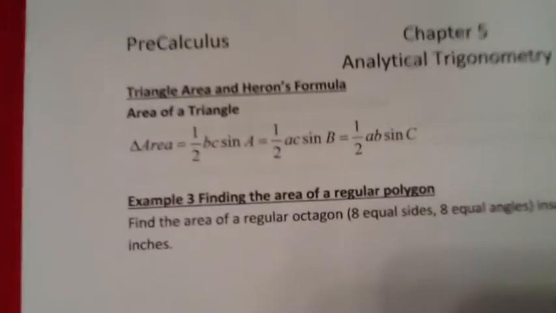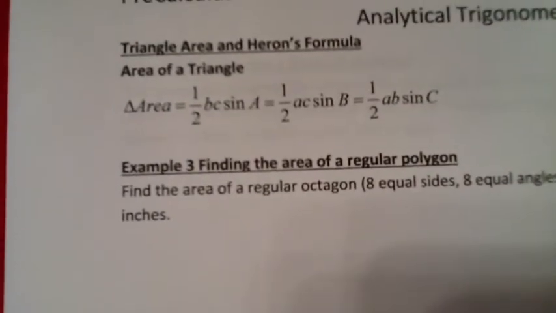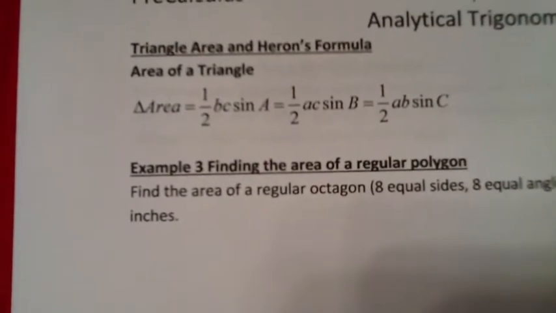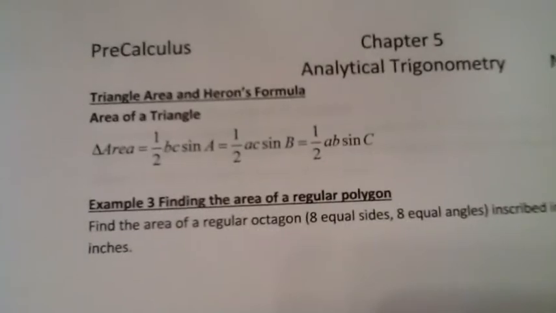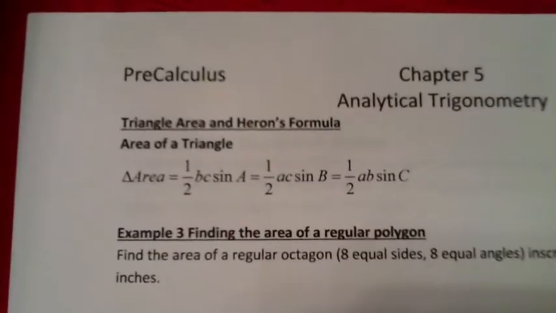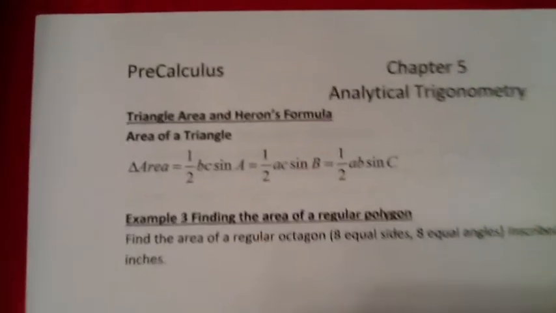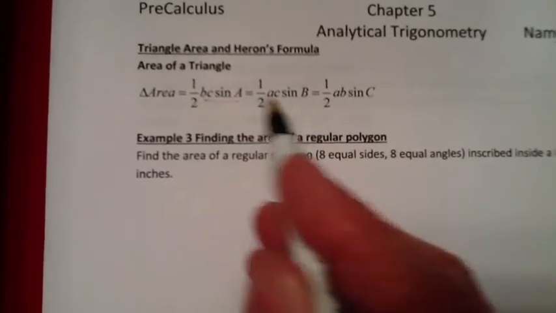Now, solving triangles using the law of cosines is fine, and we can also now find the area of triangles. These are 3 different versions of finding the area. Basically, it comes from 1/2 base times height, and these particular parts have to do with the height of the triangle. Let's look at this example.